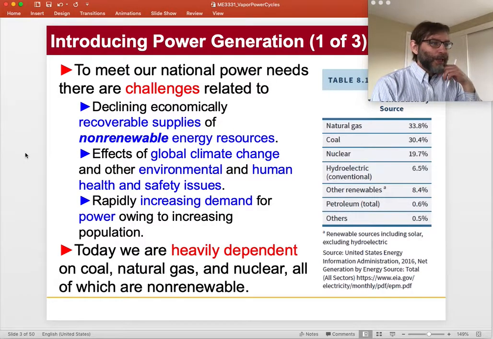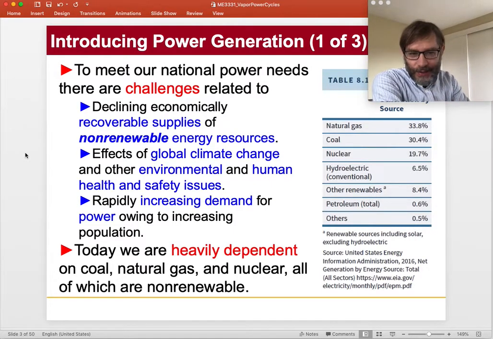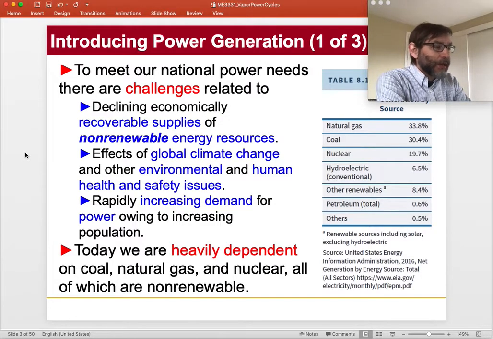Effects of global climate change and other environmental and human health and safety issues. That certainly is a concern and is increasingly a concern. But I guess in the past couple of weeks, a lot of people have shown that the emissions and pollution have gone down considerably. Maybe all we need to do is just have remote classes and remote everything, and then we can curb climate change. Increasing demand for power owing to increased population. That is an issue. Going to keep going.